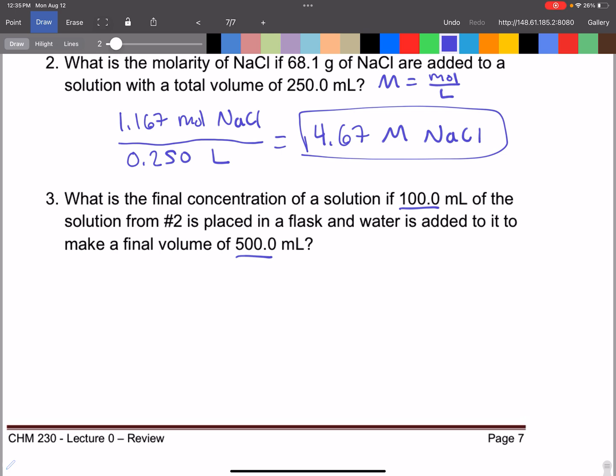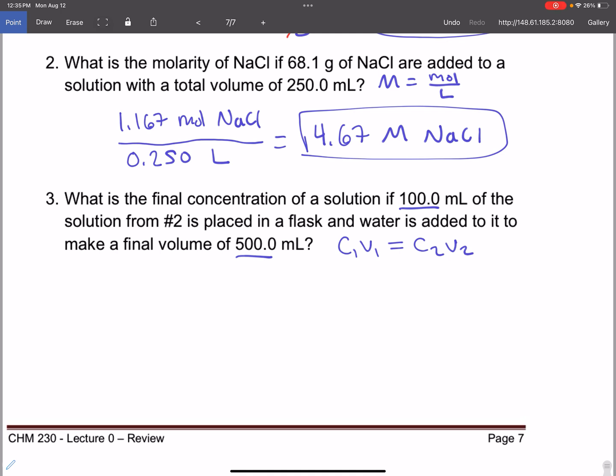Well, this is a C1V1 equals C2V2 question, right? We are diluting. We're taking some material and adding water to it. So the answer is going to have a lower concentration, hopefully. Whenever it's these dilution problems, I think it's a good idea to understand what the C's and the V's are and label those. The left side of the equation is always the concentrated side. This is the original solution. And the right side of the equation is the diluted solution.